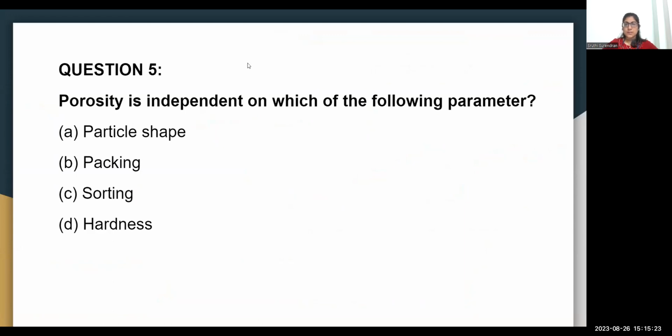Pore spaces and void spaces are the same. When they say void or pores, it's just the empty space in between the solid packing of the soil particles.